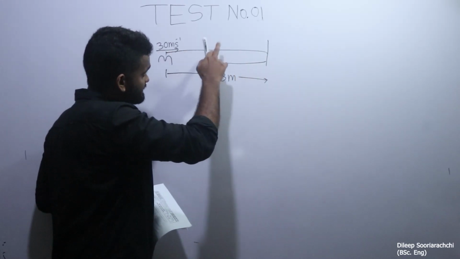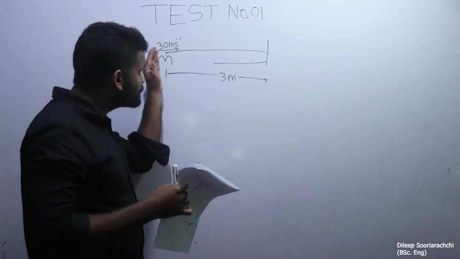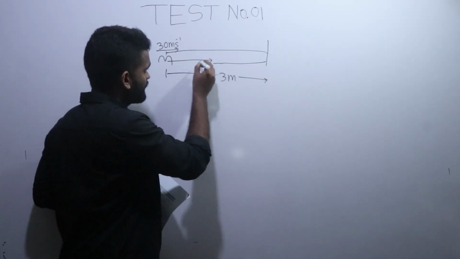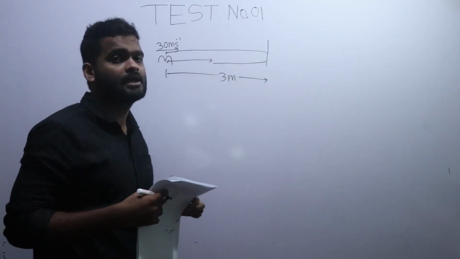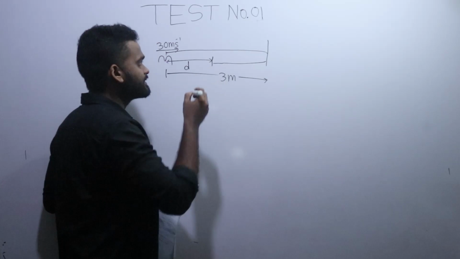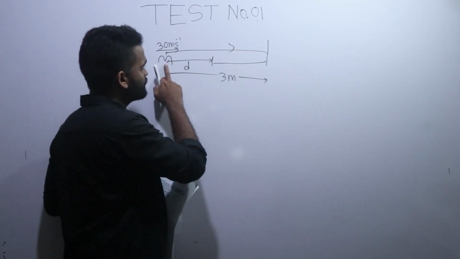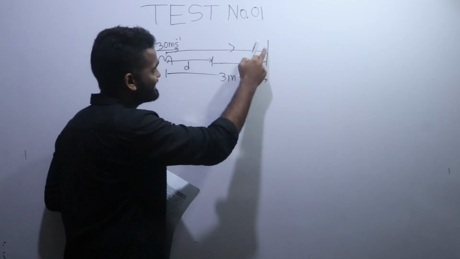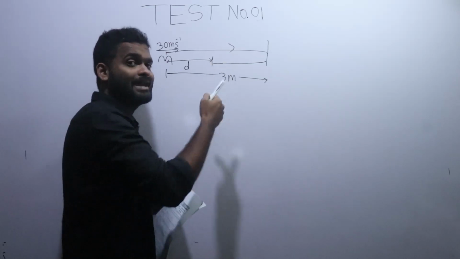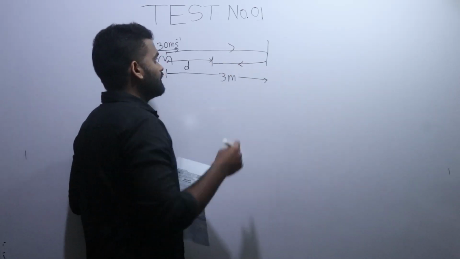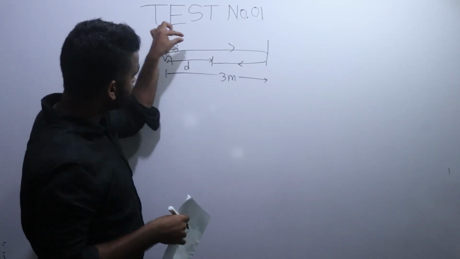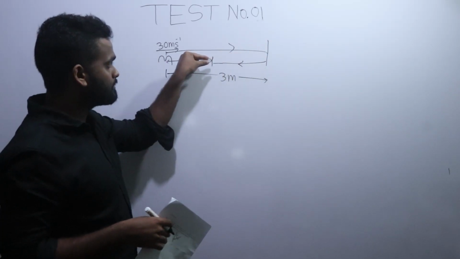Simultaneously, the bat also moves towards the wall. So they are asking the distance the bat moves as the bat would hear the sound. Let's say the bat moves towards the wall, distance d. So while the bat moves the d distance, the sound has moved from here, then reflects off the wall, then comes back to the bat. So the bat would hear the sound. Okay, so the bat moves a d distance, sound reflects off the wall and comes back to the bat.